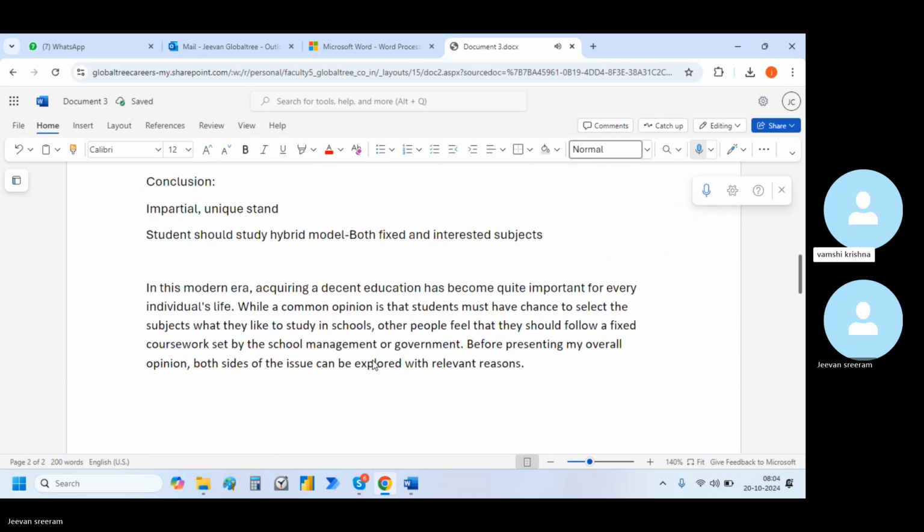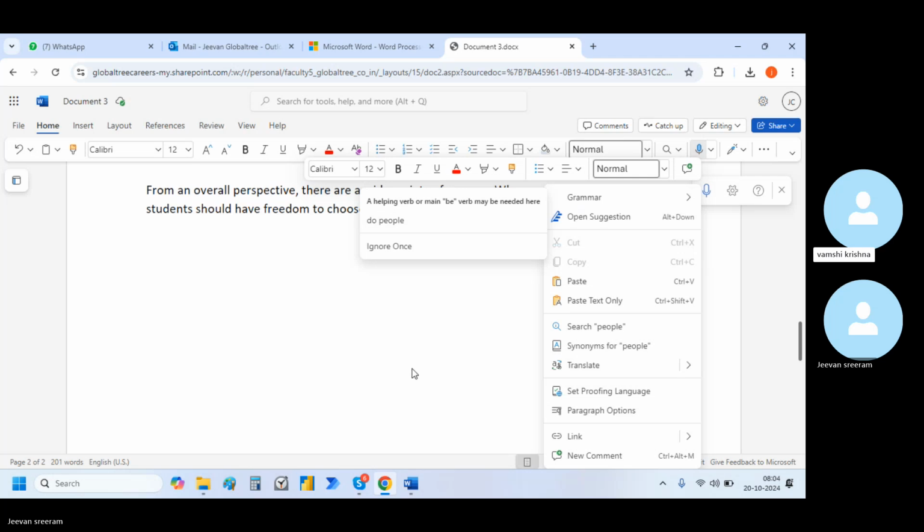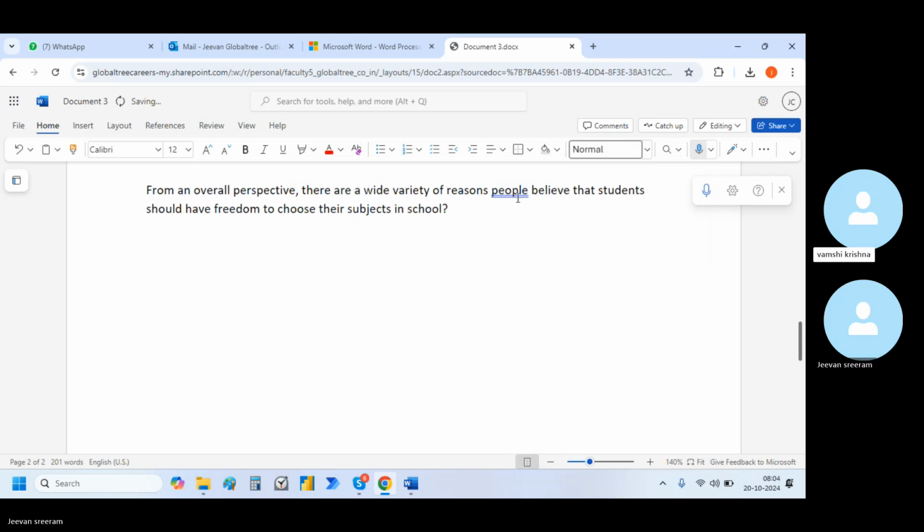Right. So after introduction, the body paragraph, first sentence of. So this is actually the main idea of the body paragraph. You're gonna list out the reasons why students should have liberty to select their interested subjects to study in their schools. Okay. So the first sentence is a kind of main idea. Okay. So the statement is giving what you are actually going to include in this body paragraph. Okay. Right, buddy? Right.